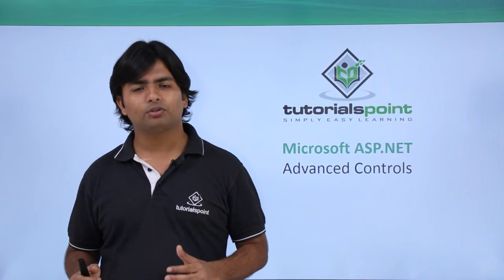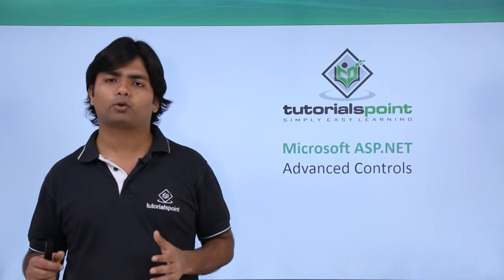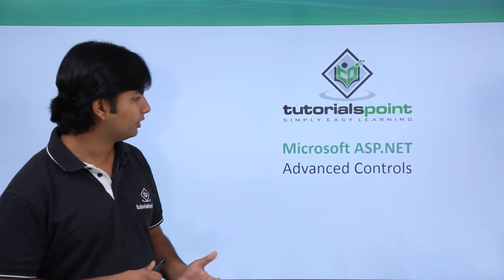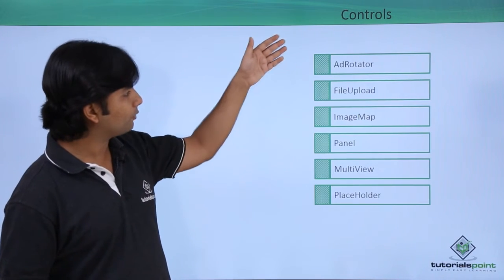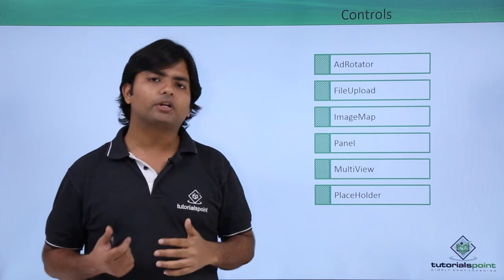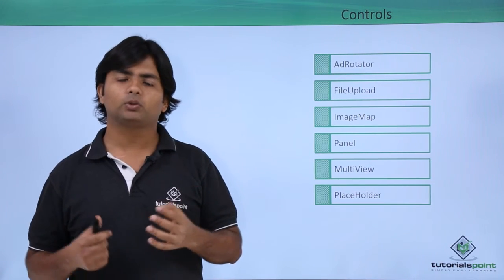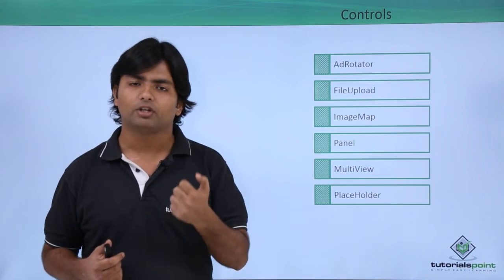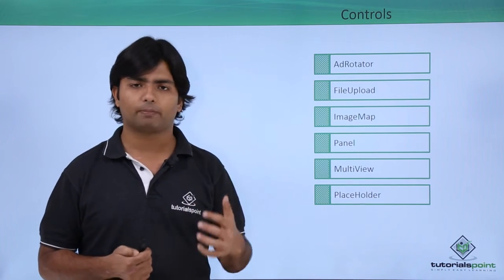In the standard controls itself, we do have some controls for specific purposes. Let's consider those controls here. Let's start with the AdRotator. AdRotator is basically a control which will use an XML file in order to get the list of all the advertisements which I want to show on a particular page.